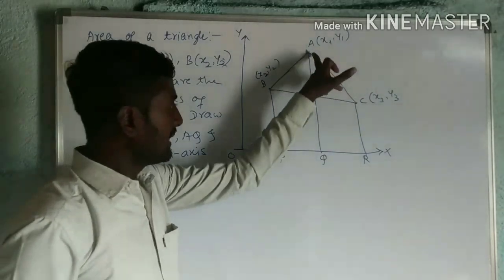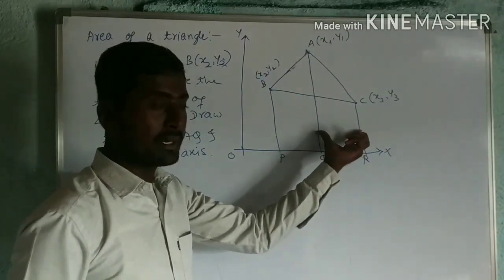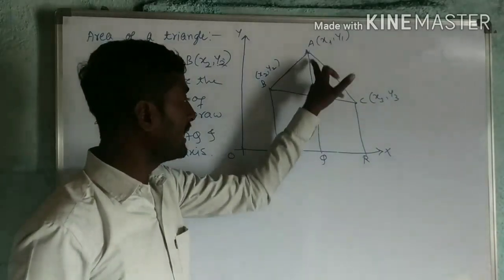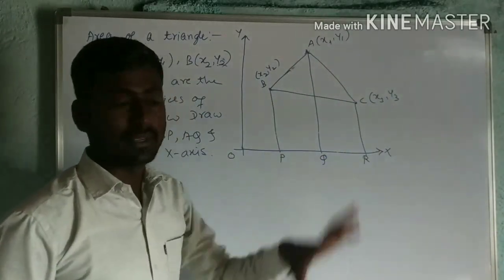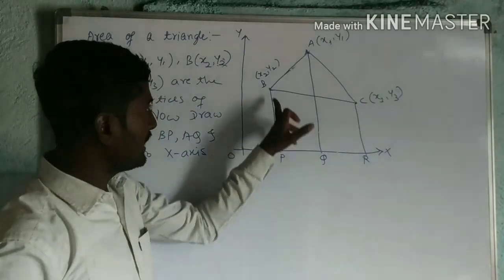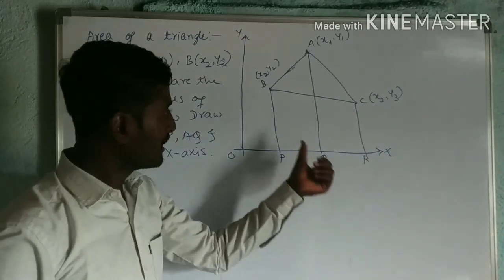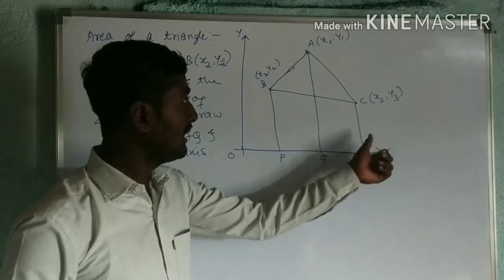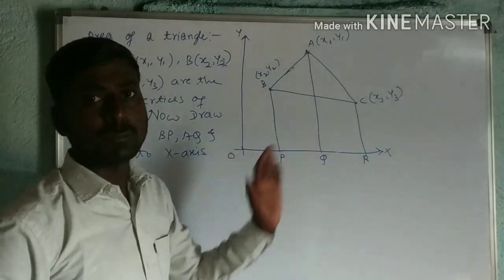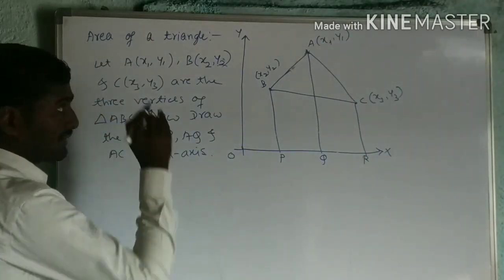Now AQRC is also a trapezium. These two are parallel and these two are non-parallel. Now another one, PBCR. Can I say it is a trapezium? These two sides are not parallel, which means they are non-parallel sides. Okay, so now I can write the formula.